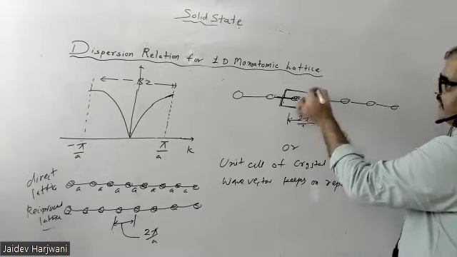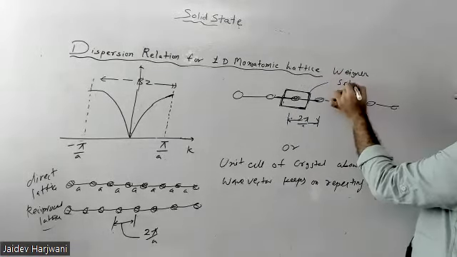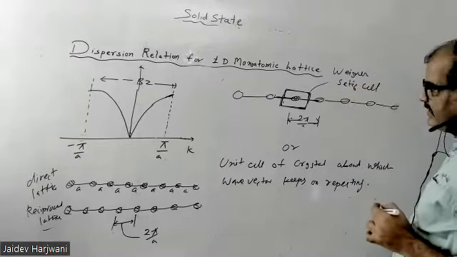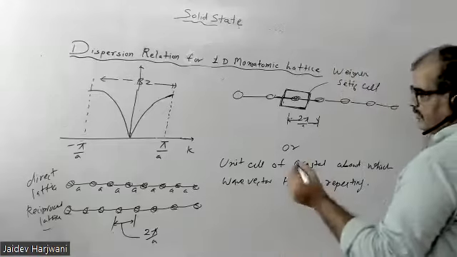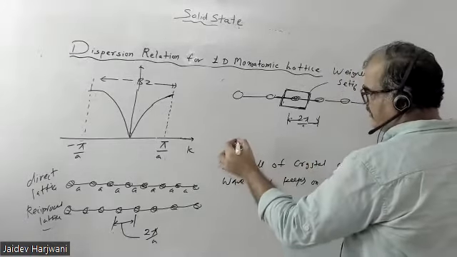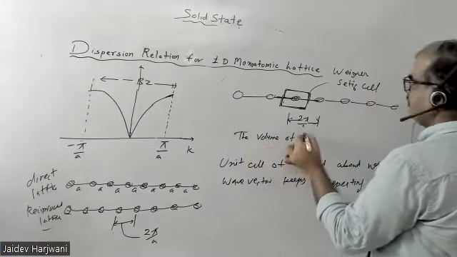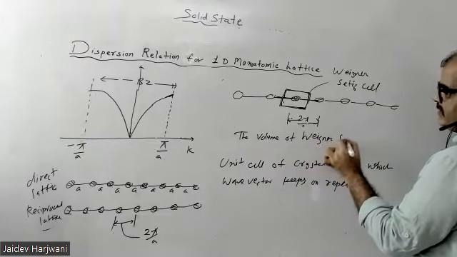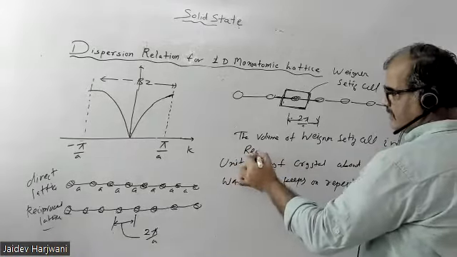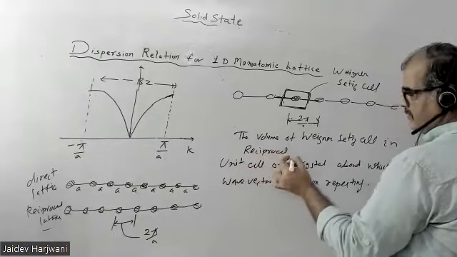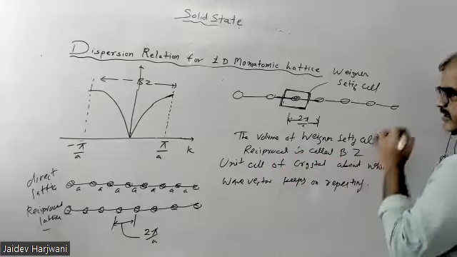So this type of cell is called a Wigner lattice cell. The volume of this Wigner lattice cell is called your Brillouin zone. So now you can give one more definition: the volume of the Wigner lattice cell in reciprocal lattice is called the Brillouin zone.